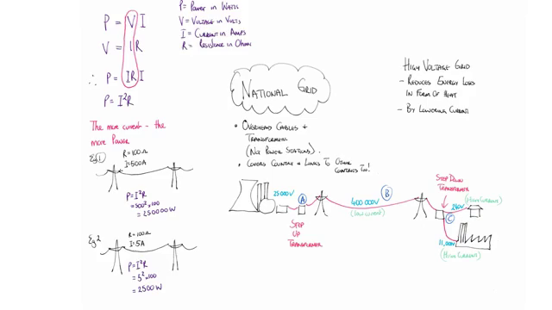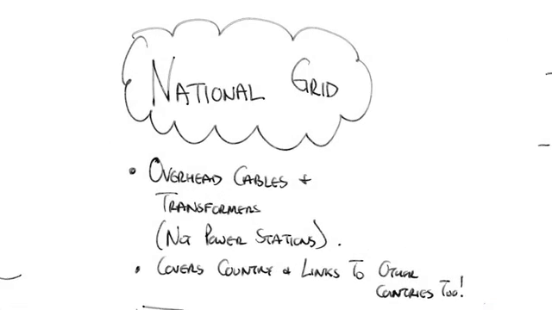Okay, the national grid. What the national grid is, is a series of overhead cables and transformers. It does not include power stations and it doesn't include homes. It covers the entire country and it also links to other countries as well. So we link it to France and to Ireland as well. But make sure you just know it's the overhead cables and transformers.